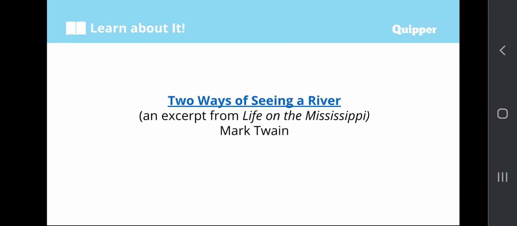Now this time, let us read an excerpt from Life on the Mississippi by Mark Twain. In this, we are going to talk about the literary nonfiction entitled Two Ways of Seeing a River. In this particular example, we are going to understand how the author is presenting the subject matter in a nonfiction perspective, but still adhering to the literary aspect of the genre.